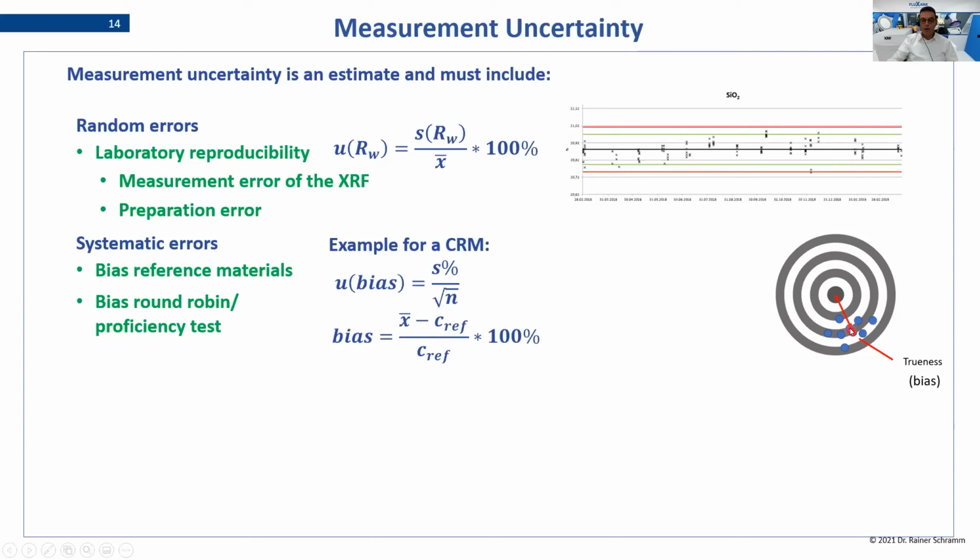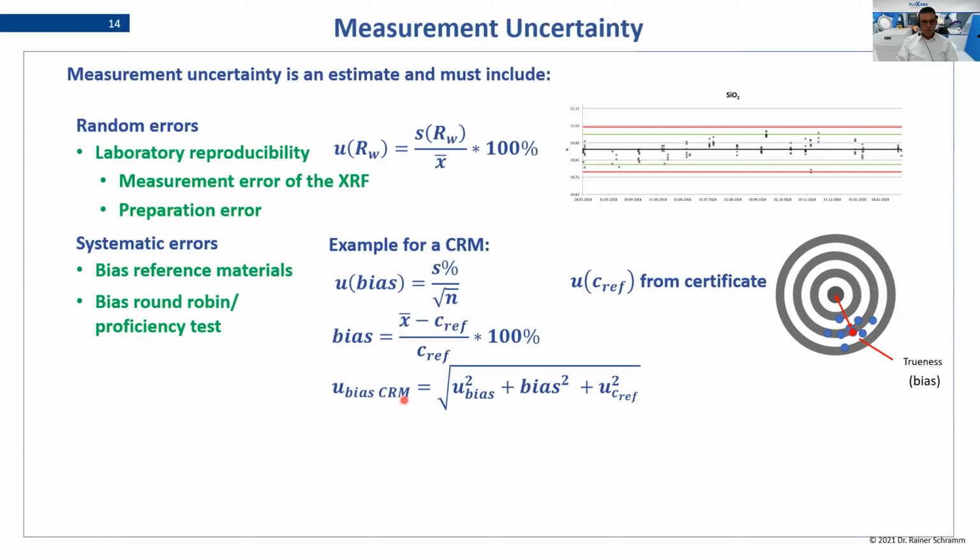Then you have the uncertainty of the bias. That means the mean value to the certified value has also an uncertainty. So you take the difference in relation to the reference value. And this gives you then the bias. The third part is the uncertainty you will find in the certificate of the certified reference material. And so in this way, you have then three different contributions to your uncertainty of the bias. And this is then by an error addition combined together to the uncertainty of the bias of this theorem.